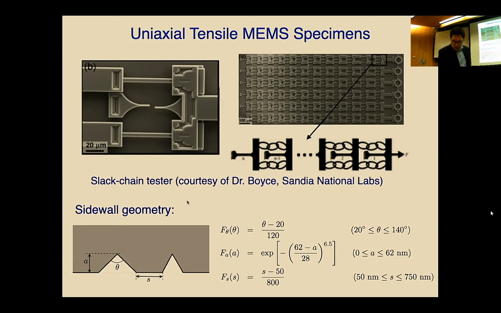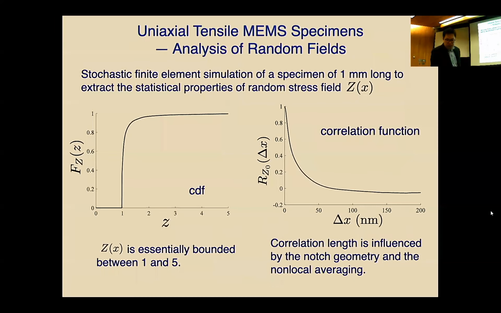At the same time, Brad also investigated this sidewall geometry, and he proposed these distribution functions for the notch angle, notch depth, and notch spacing. So we use this information. First off, we did elastic stochastic phenomenon analysis to look at the random stress field. We apply a unit far field stress, and we computed the random stress field, Zx. And what we get is this CDF of Z. You can see Z ranges from 1 to 5, essentially.